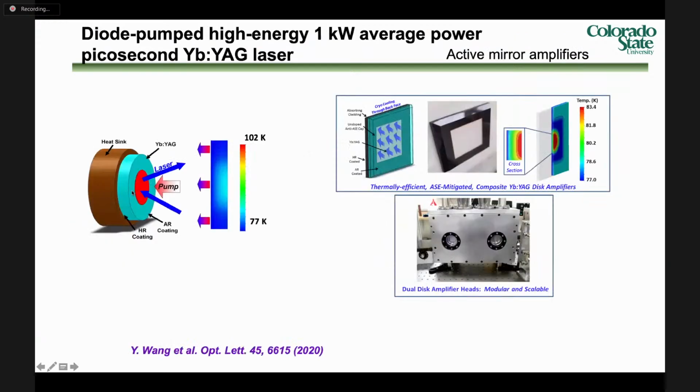So these amplifiers are what we call thick disk active mirrors, meaning there is a disk of ytterbium YAG which is cooled from the back of the disk. The disk is just a few millimeters in thickness, so you have a large cooling surface. The front face is coated with an anti-reflection coating. The back face of the disk is coated with a total reflector. So light comes in, gets amplified, bounces back on the mirror, gets amplified again. So this is what's called an active mirror.